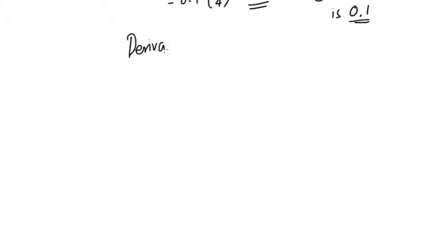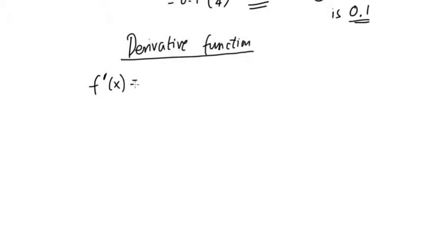So the derivative function definition, and we're going to call it f prime. The slope function, or the derivative function, is, once again, the limit as h goes to 0, not x, but as h goes to 0, of f of x plus h minus f of x over h.